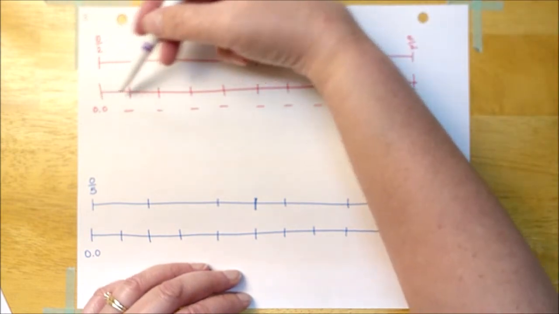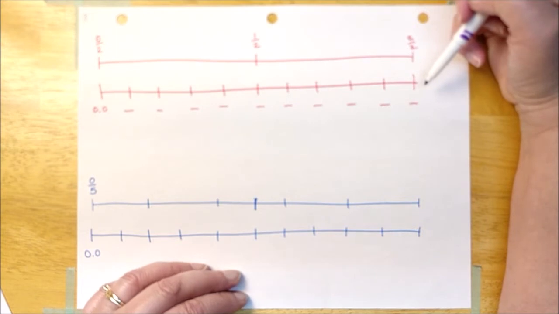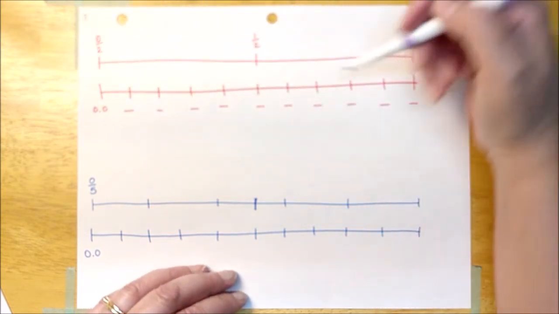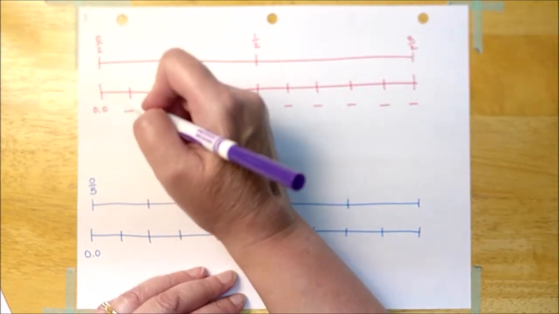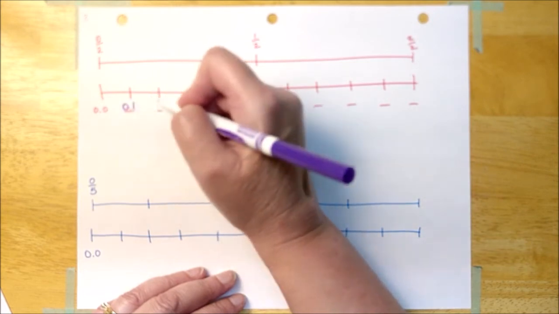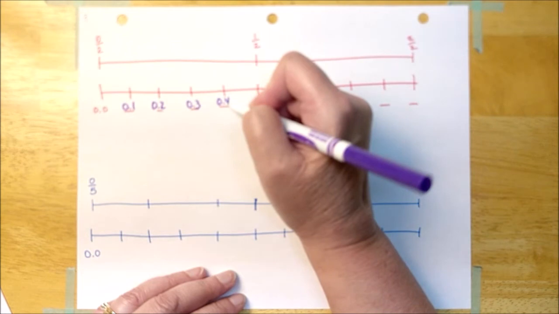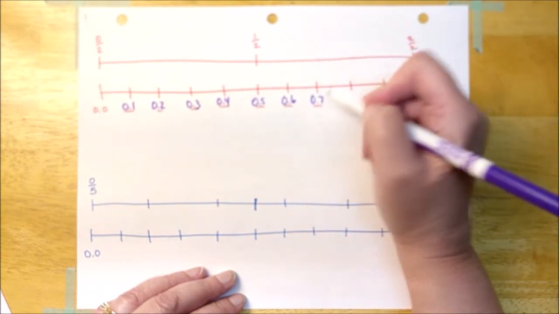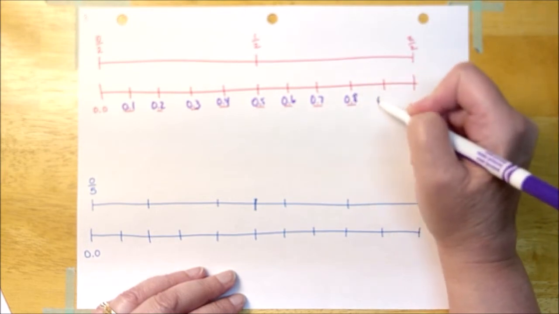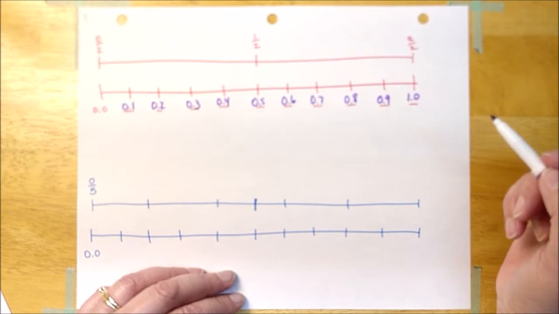The bottom number line is divided into tenths because I wanted to write its scale using decimals. So this one is divided into 10, so I'm going to fill out the rest of my scale. So this is 0 tenths, this is 1 tenth, 2 tenths, 3 tenths, 4 tenths, 5 tenths, 6 tenths, 7 tenths, 8 tenths, 9 tenths, and 1 whole and no tenths.